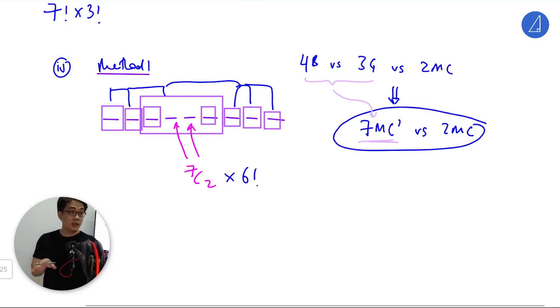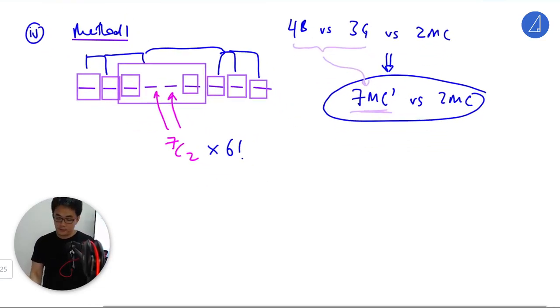6 outer entities. Okay? Not any issue. Then yes, times 2 factorial, because the lampposts can swap seats and also the married couple can swap seats. So this should be the answer. This is method 1.